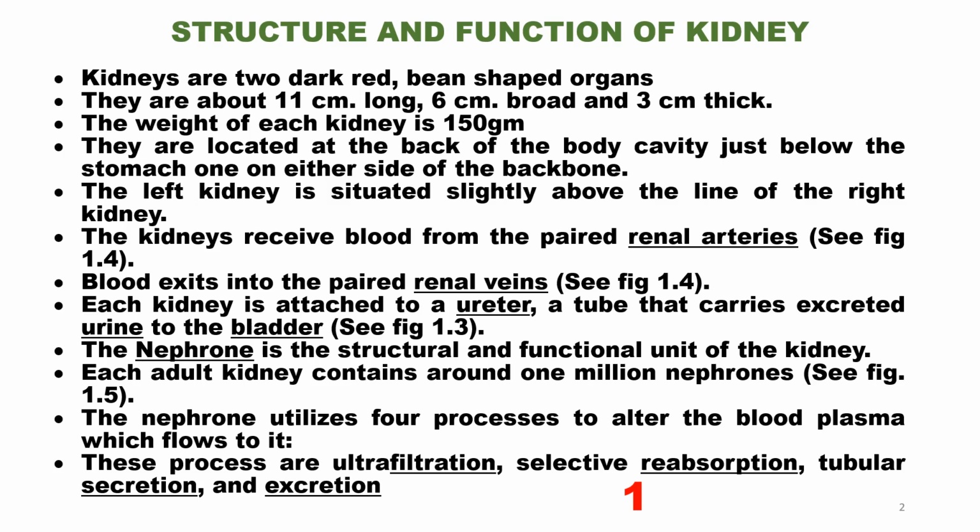The kidneys receive blood from the renal arteries. See the diagram below. Blood from the dorsal aorta is transported to the kidney via a pipe known as the renal artery. And then when this blood is filtered by the kidney, which is one of the major functions of the kidney, the filtered blood leaves the kidney via a pipe called the renal vein. Each kidney is attached to the ureter, a tube that carries excreted urine to the bladder.